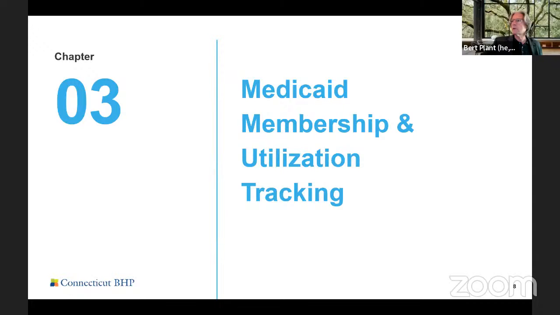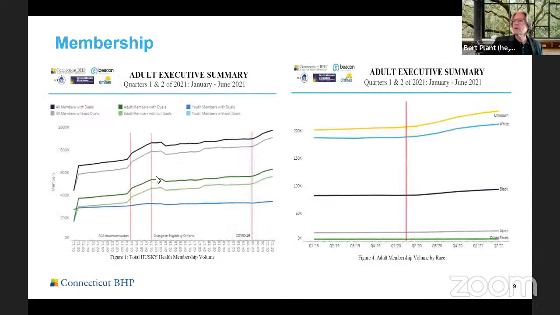So I'll go quickly on to Medicaid membership and utilization. This is just a couple of examples of some of the reporting that we do for membership. The chart or graph on the left is showing various cuts of the data: all members with duals, all members without duals, adults with duals and without, and youth with and without. And then we have included, as we were talking about previously, some of these lines that identify ACA implementation, change in eligibility criteria, and COVID-19, as things that really impact utilization at various times or increase membership.